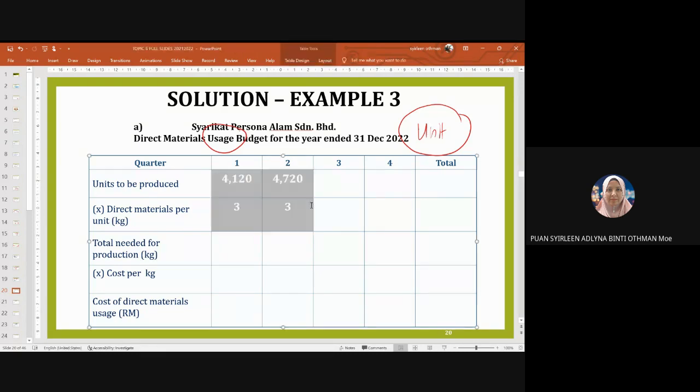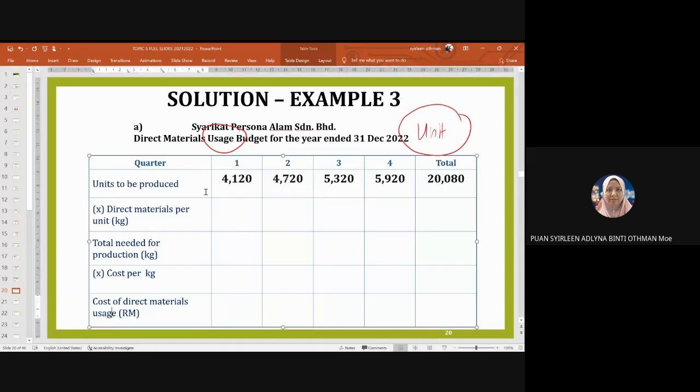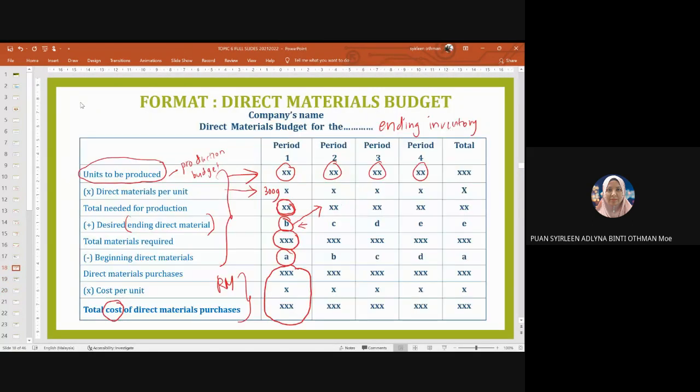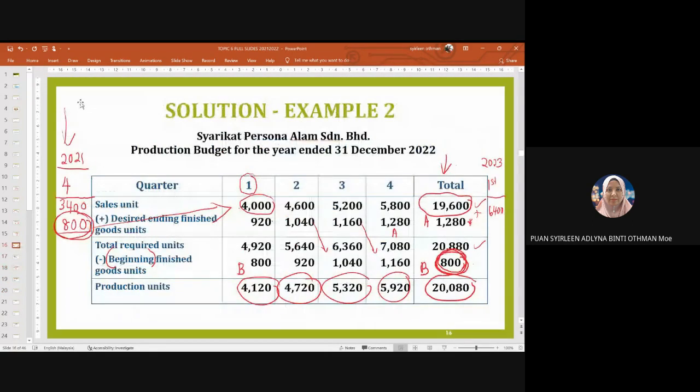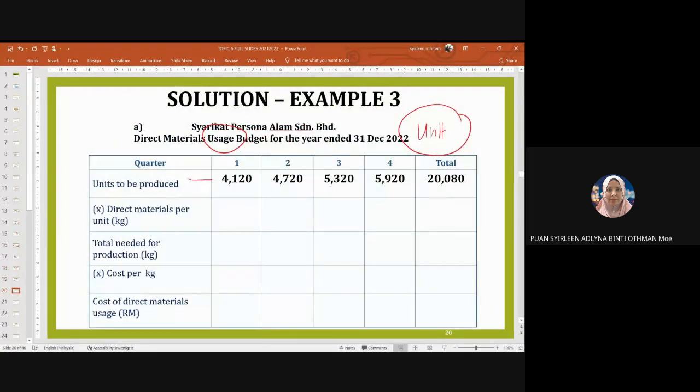Okay, so this is taken from the production budget. Tadi dah ada kan production budget tu? Sekejap. Okay, I tunjuk balik. Production budget. Okay, yang ni. Ni yang kat bawah sekali ni. Alright, so this is where I get my unit to be produced.